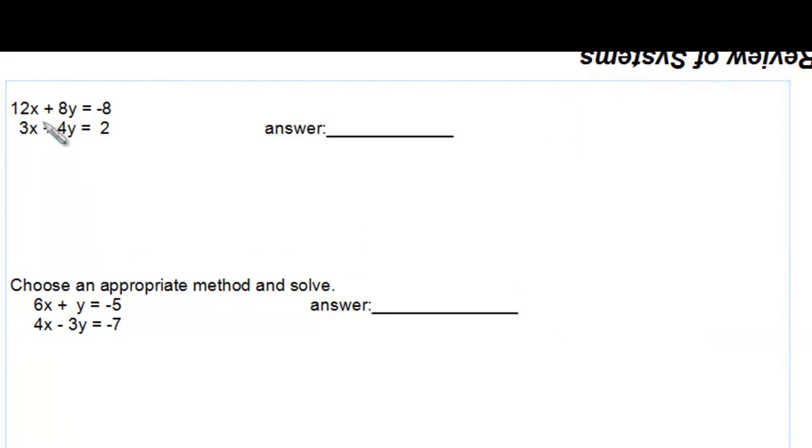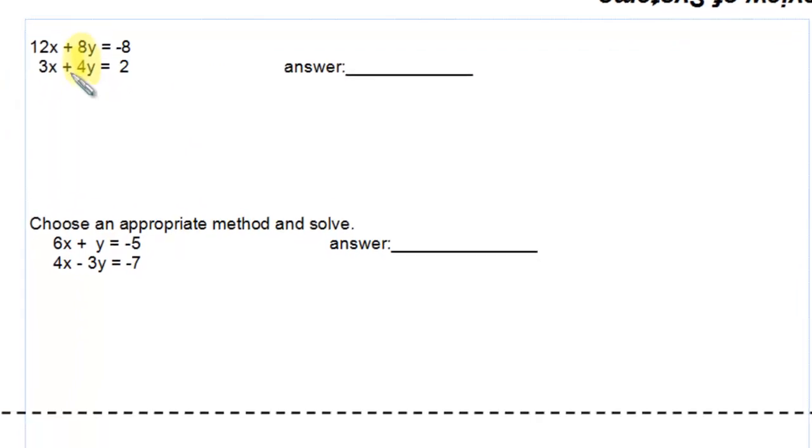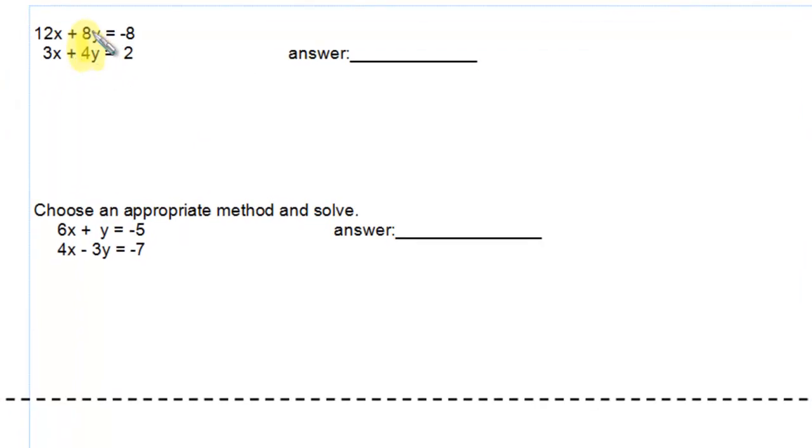So looking at this problem, I need to decide first what variable I want to eliminate. I can either eliminate the x's or the y's. To eliminate a variable, we need to have opposite pairs. Since 8 is a multiple of 4, I can multiply the bottom equation by negative 2.